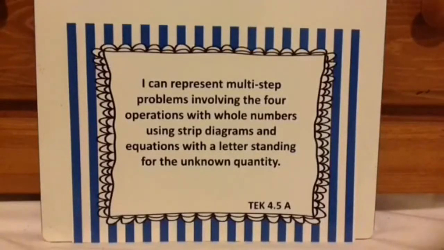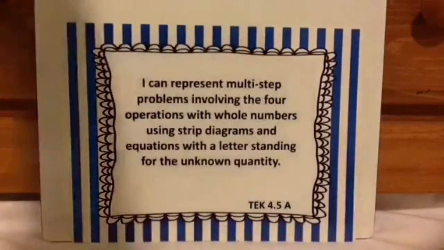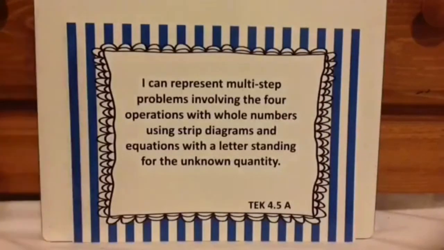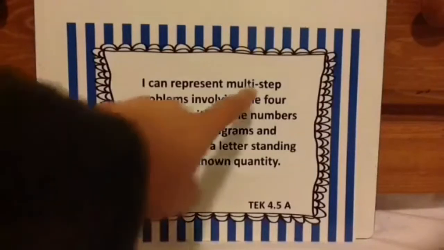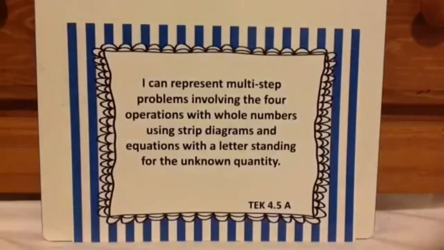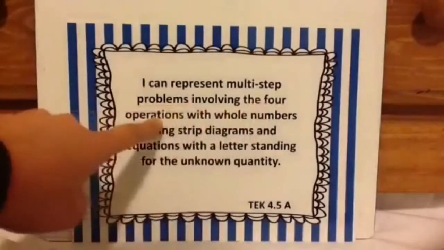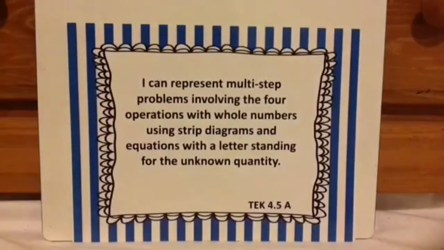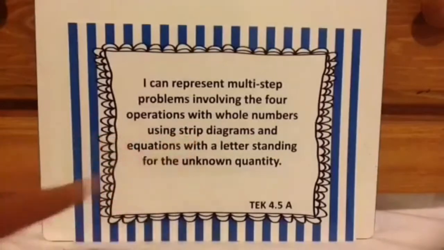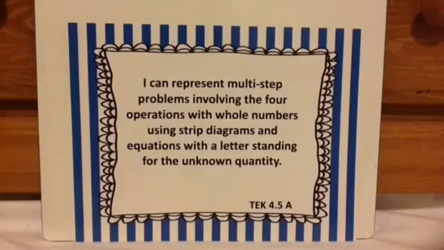Hi scholars, let's look at TEK 4.5a. I can represent multi-step problems involving the four operations with whole numbers using strip diagrams and equations with a letter standing for the unknown quantity. So represent means to show using pictures. Multi-step problems, meaning you might do subtraction and then division, or addition and then multiplication, or something like that, involving the four operations. So addition, subtraction, multiplication, or division. Whole numbers using strip diagrams. Strip diagrams, they're the rectangles, and then equations with a letter standing for the unknown quantity.